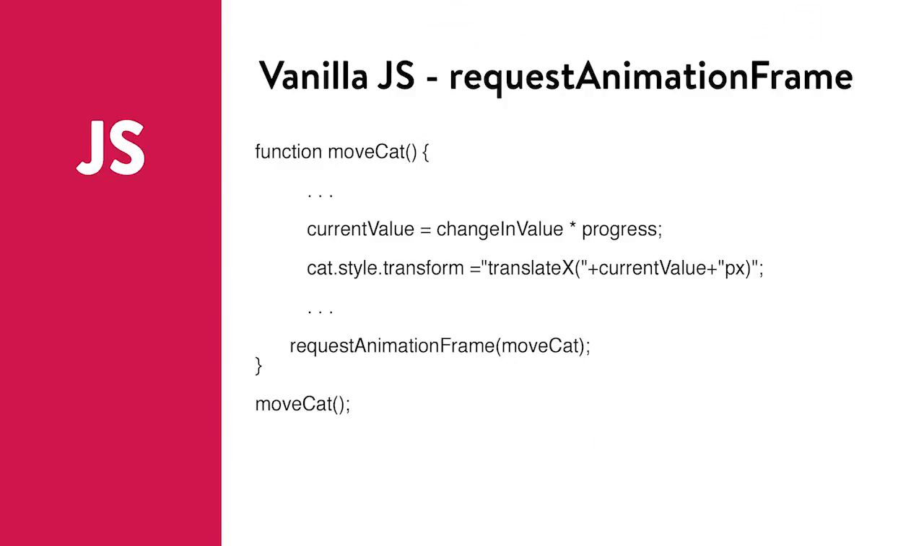So if we were going to do our own requestAnimationFrame animation, we might do something like this. We would create some sort of function. This one is going to move a cat. You would never, ever guess that from the name. I name things good. I don't really.